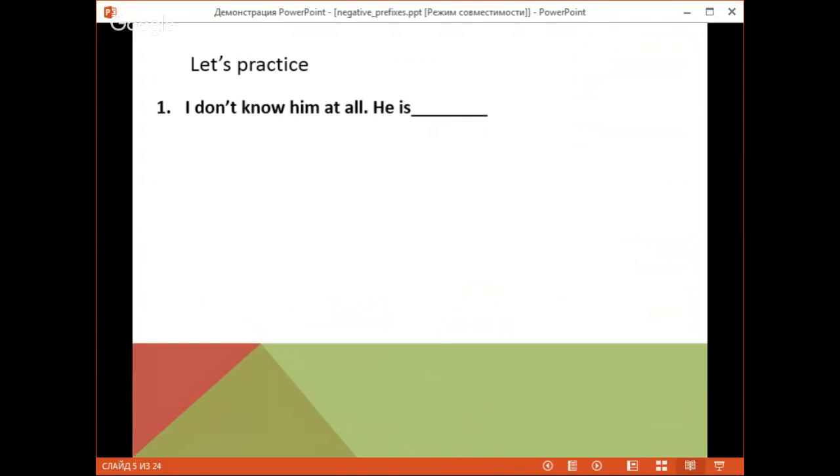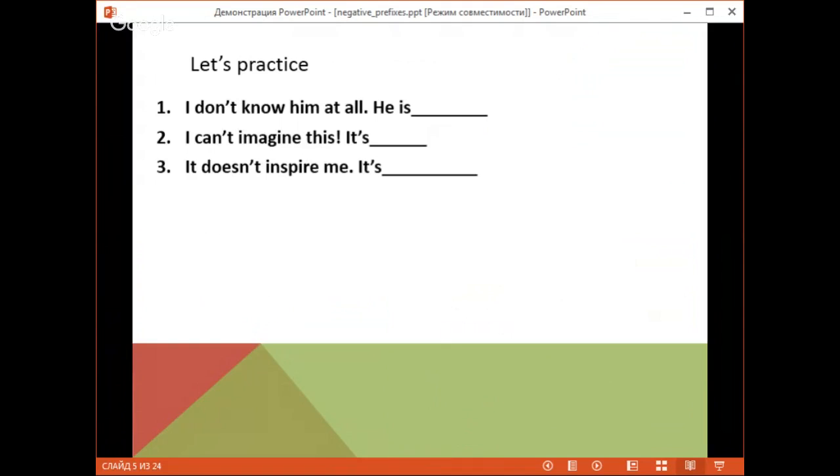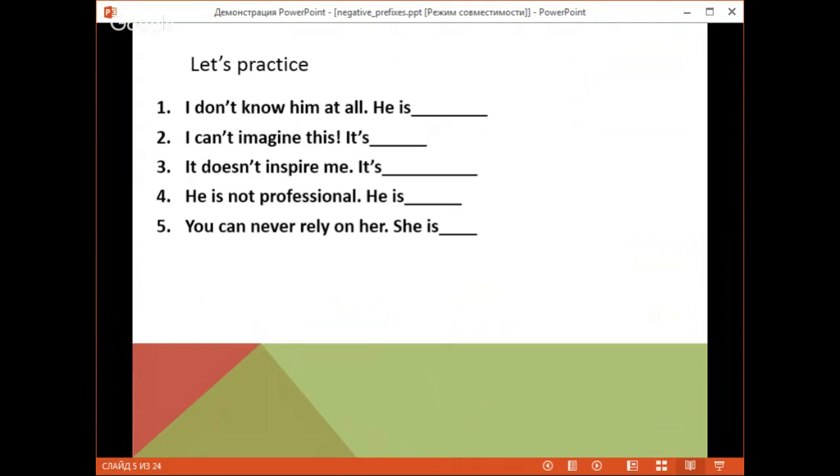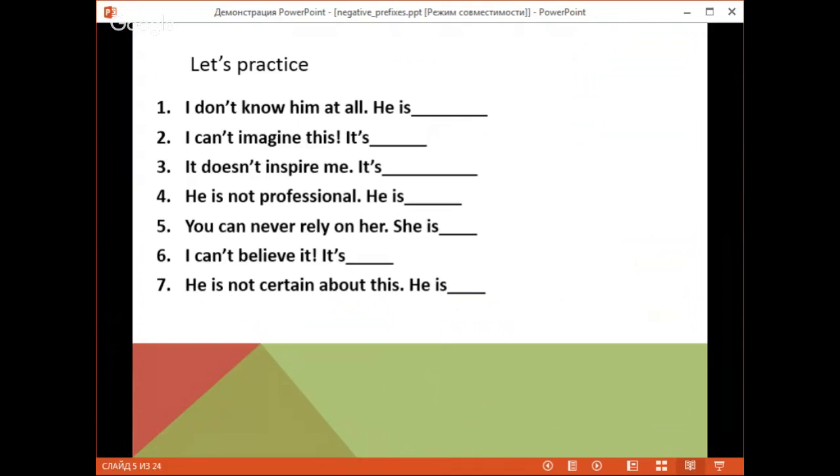Well, when you say, I don't know him at all, you must say he is... I can't imagine this. It's... and you use the necessary word. It doesn't inspire me, it is... He's not professional. He's what then? You can never rely on her. I can't believe it. He's not certain about this.